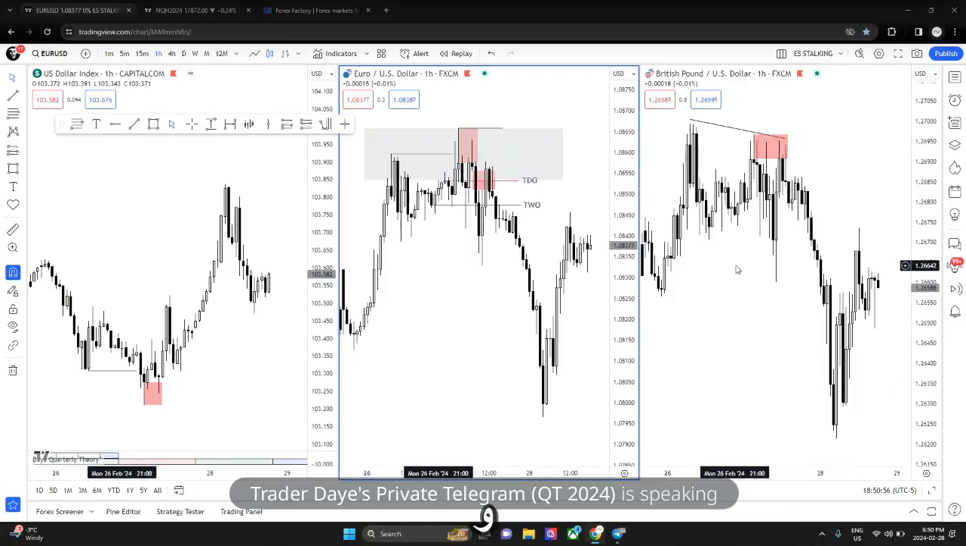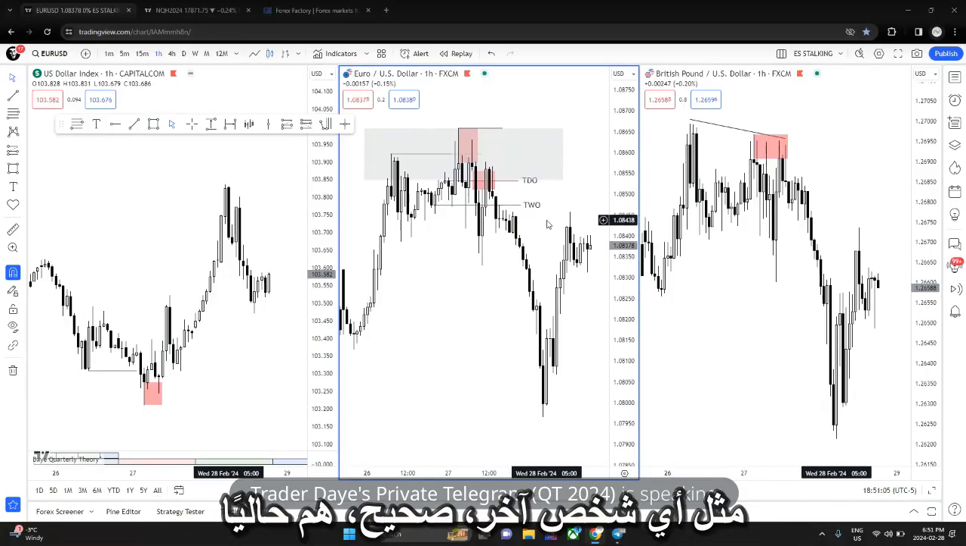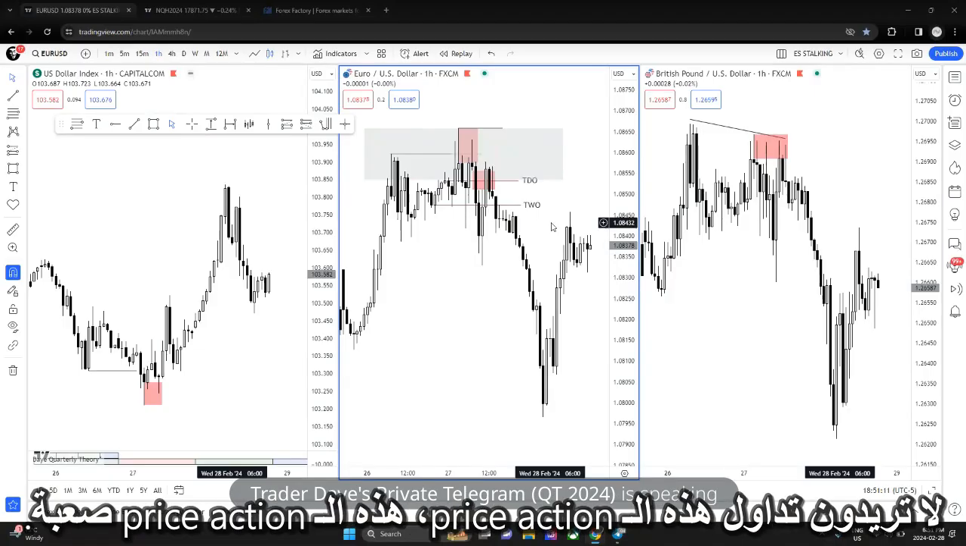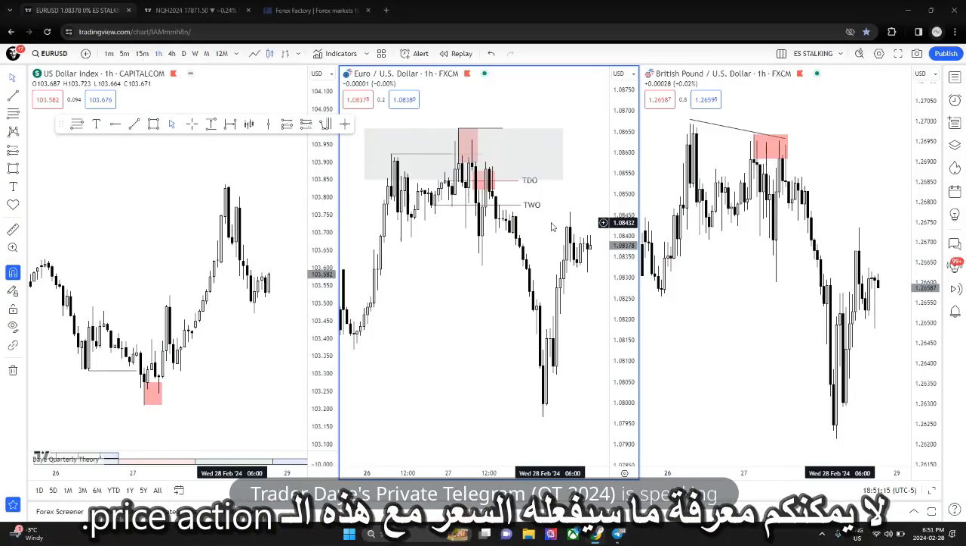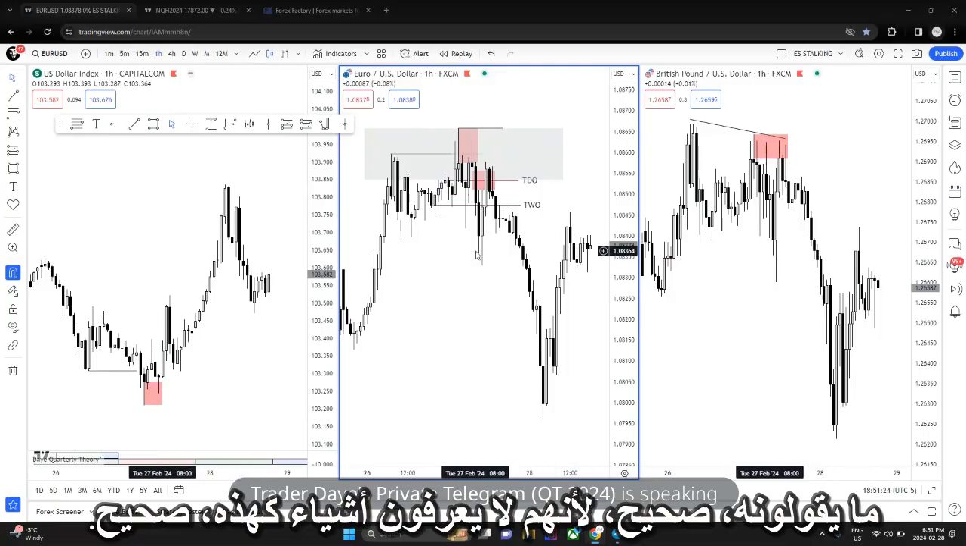And remember this. We have nothing else here that we're using. Like everyone else, right? They're currently saying stay out of price. You don't want to be trading in this price action. This price action is hard. You can't know what price is going to do with this price action. That's exactly what they're saying, right? Because they don't know things like this, right?